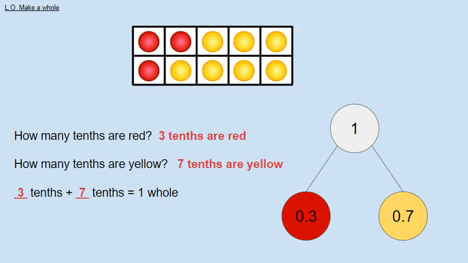And here's the answer. So yeah, there's 3 tenths of red, 7 tenths of yellow, and together those parts make a whole. So 3 tenths plus 7 tenths make one whole. Right, we're going to ramp it up a little bit now.